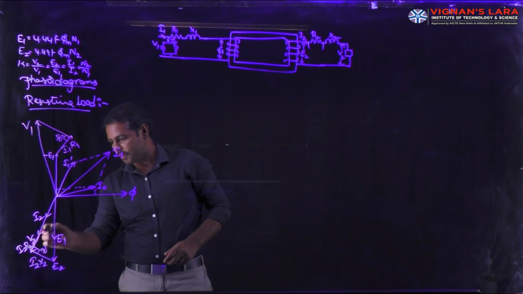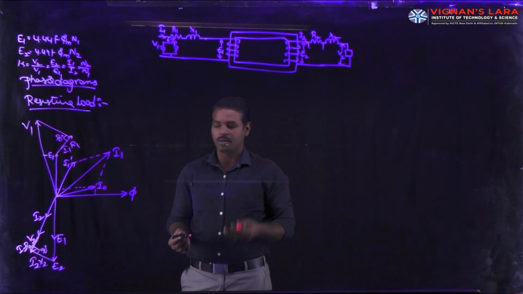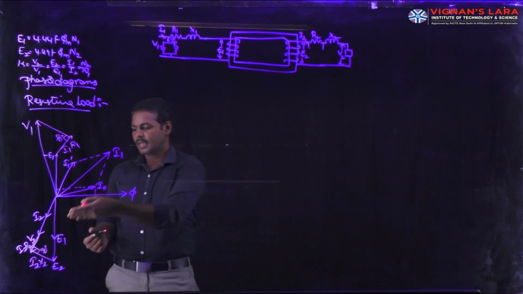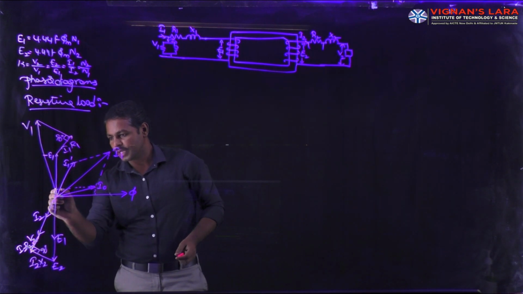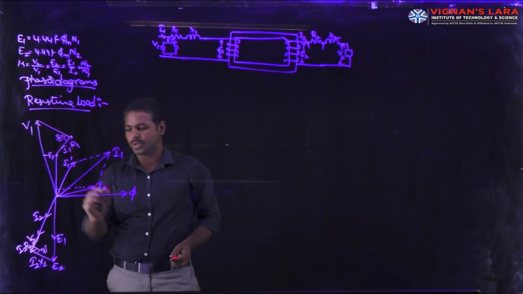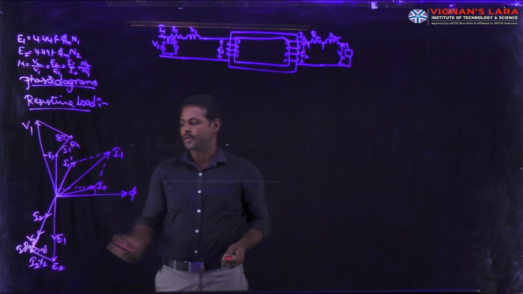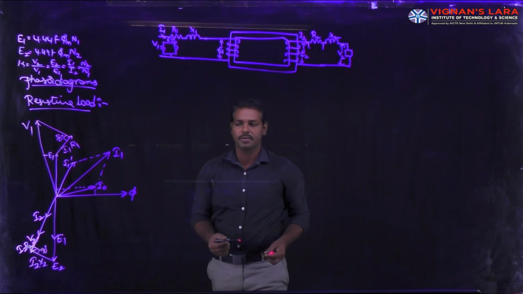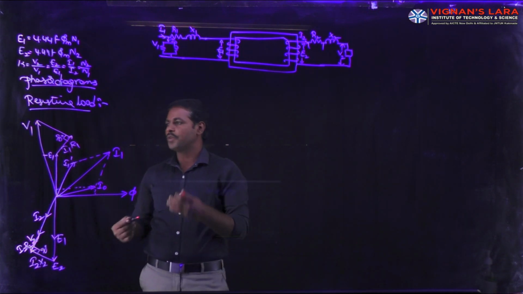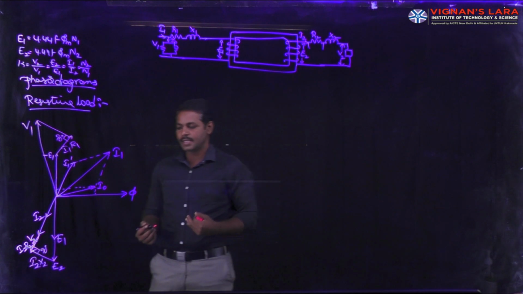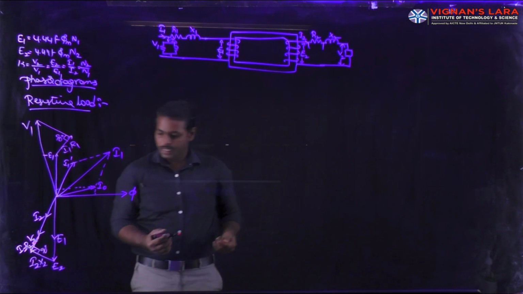So the load power factor is to be represented in the given circuit. Between E1, V1 and I0, the angle is phi naught, which is equal to the load power factor. Phi 2 is equal to 0, so the load power factor is equal to 1. So based on this phasor diagram, we can find out the voltages of a given transformer.